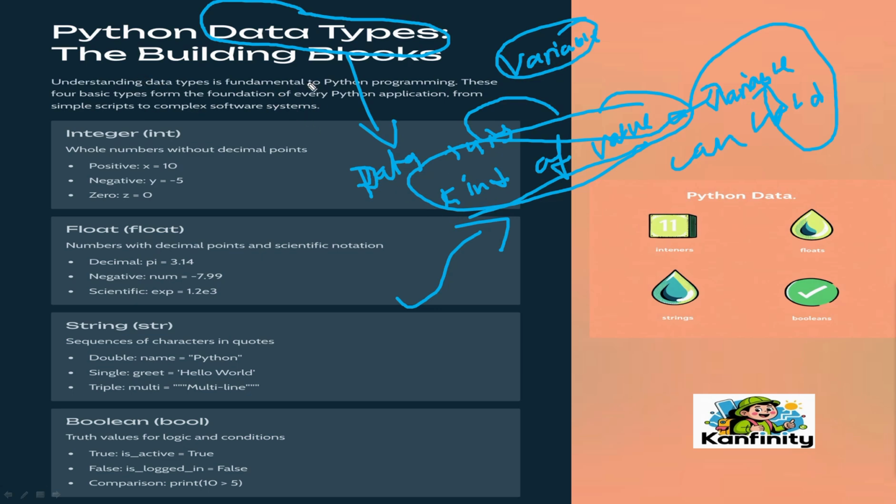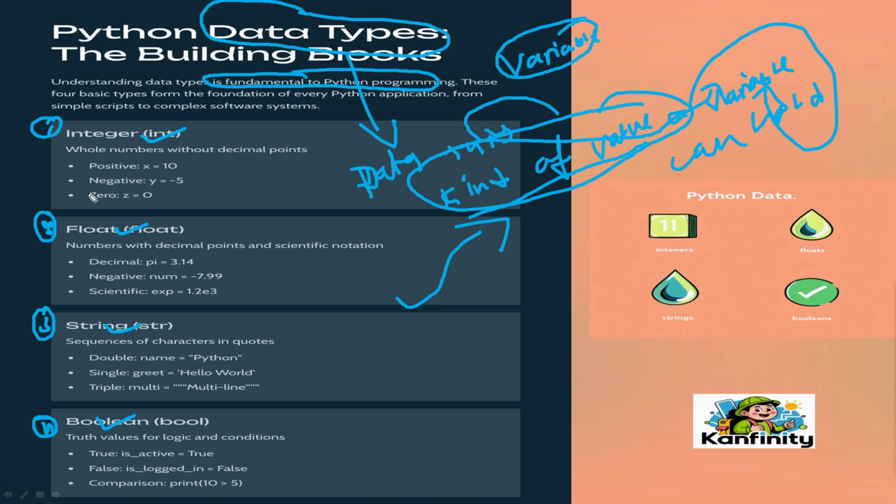These are the fundamentals of Python programming. Basically, there are four different data types in Python: first, the integer data type; second, the float data type; third, the string data type; and fourth, the boolean data type. The first one is the integer data type.